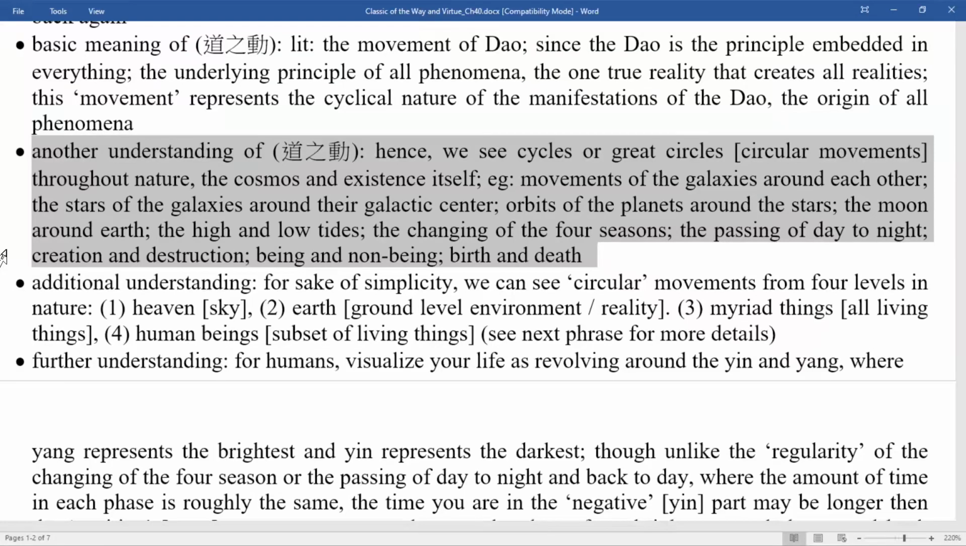And the stars of the galaxies around their galactic center, like our Milky Way galaxy. The sun, which is, I forgot what arm it is. It's either the Sagittarius or the Perseus arm. I don't know. I've heard astronomy, but it revolves around the galactic center of the Milky Way. And also orbits of planets around the stars, the moon around the Earth, the high and low tides, the changing of four seasons, the passing of day to night, creation, destruction, being and non-being, birth and death. So these are all cycles.